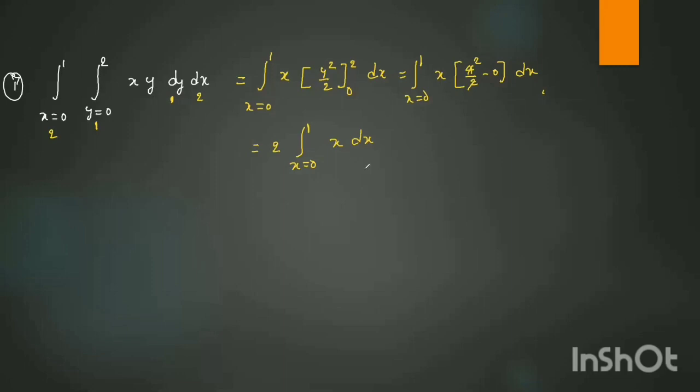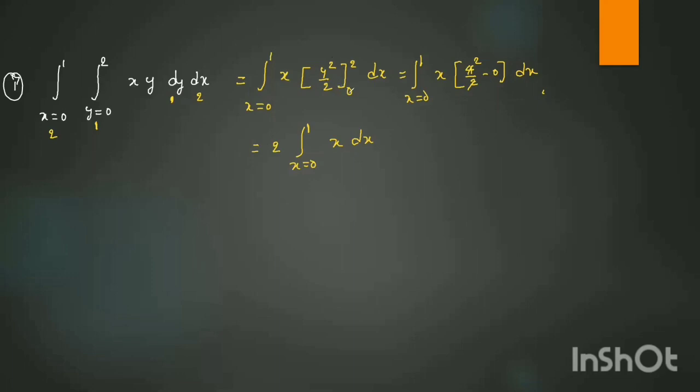Understood this step? So can you repeat this? Yes, I will. We have to integrate with respect to y. So y square by 2, and limits are 0 to 2. After integration, we have to substitute these limits inside. In place of y, if I substitute 2, you get 2 square, that is 4 by 2.